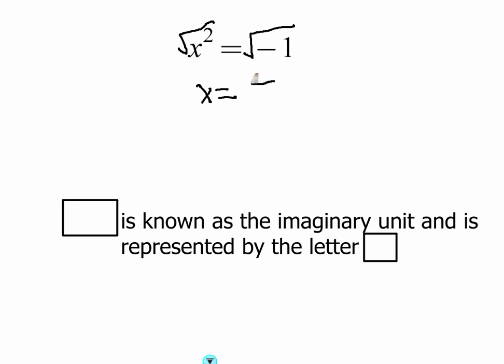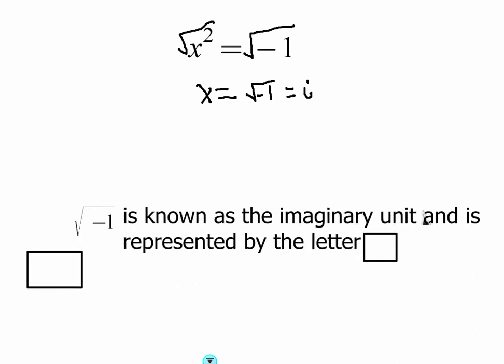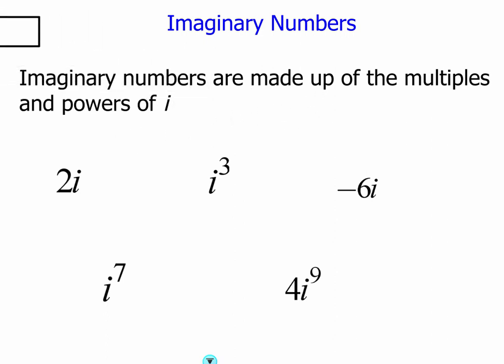So the way that problem has been solved in math is we take this square root of -1, which is a number we can't define, and we just call that i. We call that the imaginary unit. So the square root of -1 is known as the imaginary unit, and it's just going to be represented by i. So anytime you see the letter i, it's referring to the square root of -1. And all of the other imaginary numbers are made up of the multiples and powers of i.